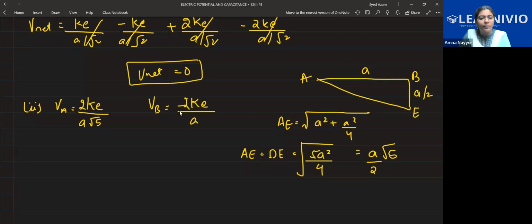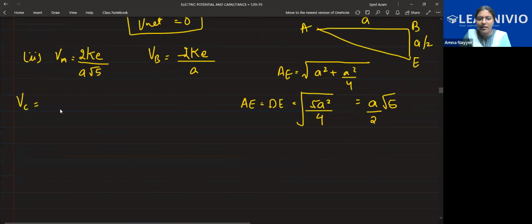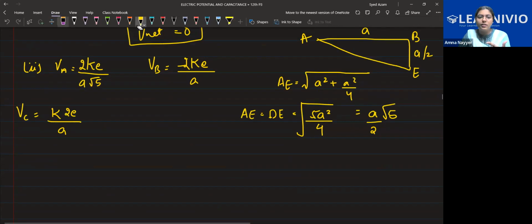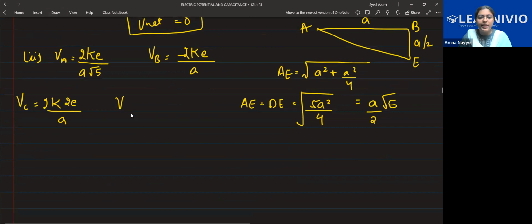Now coming to VC. VC is also the same. I think the charge is different. 2E is there. So K into 2E by A by 2. So 2 will go up. Or let me make it 2 only here. 2 will go up.